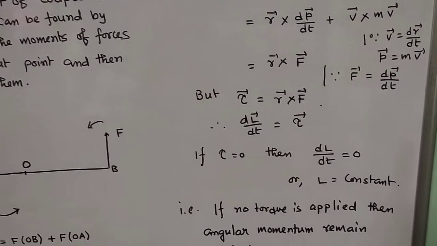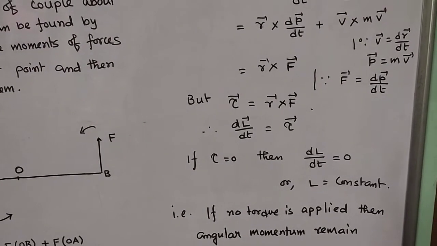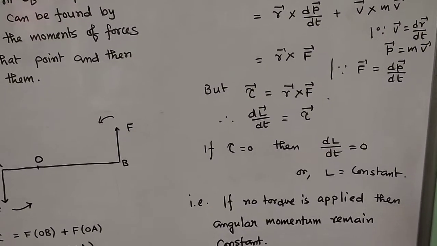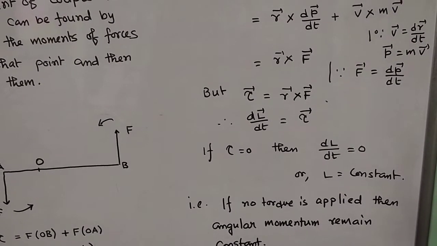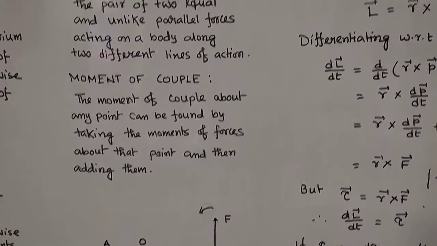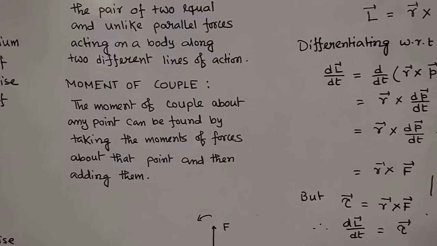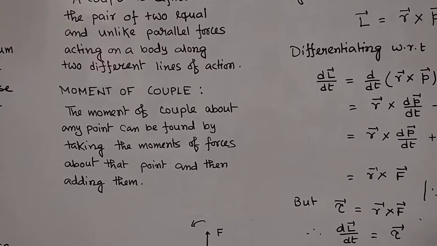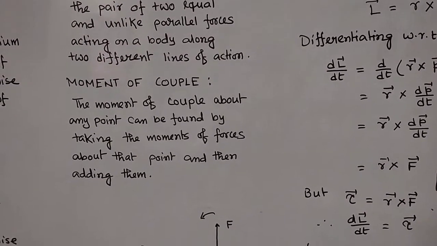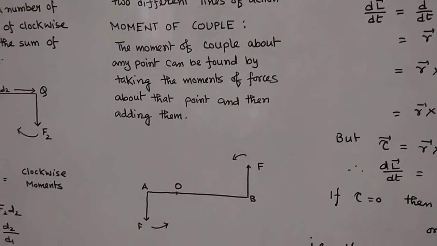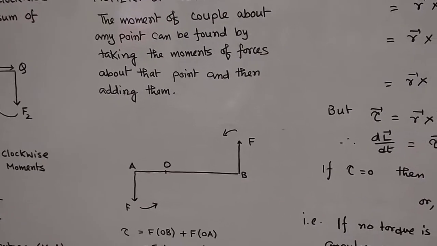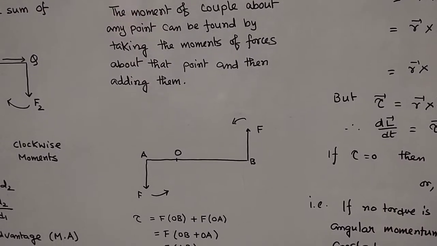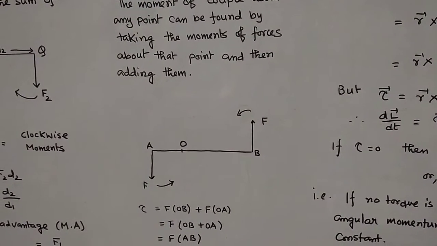Now we are not supposed to specify, because we have already defined that the cross product direction can be defined by the cork rule or screw rule. That part we are going to use here in defining the moment of couple. The moment of couple about any point can be defined by taking the moments of forces about that point and then adding them. Moment of force is nothing but torque. So to define the moment of couple, you have to consider a specific point about which you define the moment.